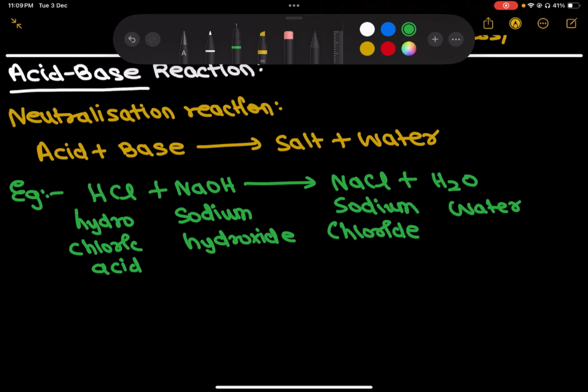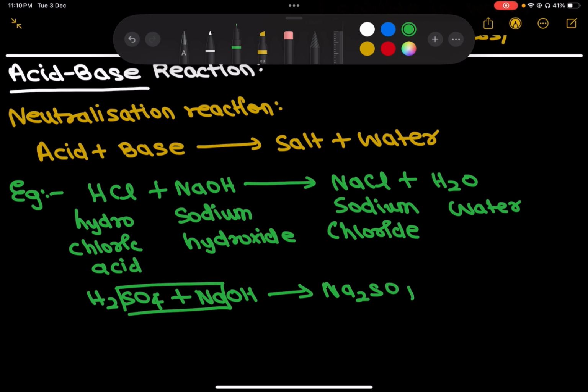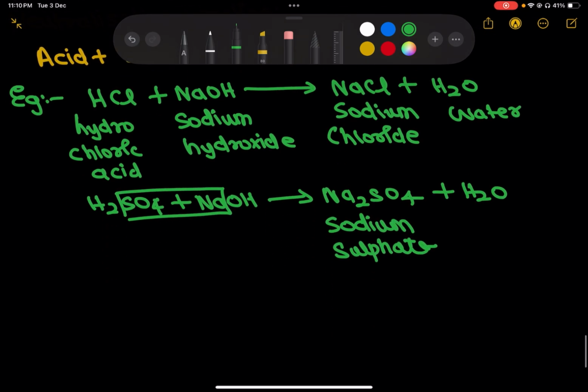Other than that, you can play with different acids and bases to form different salts. For example, I'll take the acid H2SO4 and keep the base the same, NaOH. This will form Na2SO4 plus H2O. Na2SO4 is sodium sulfate. Let's do one more.